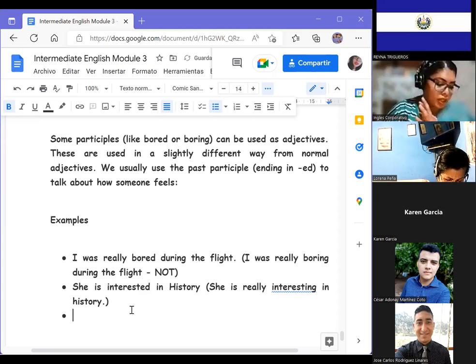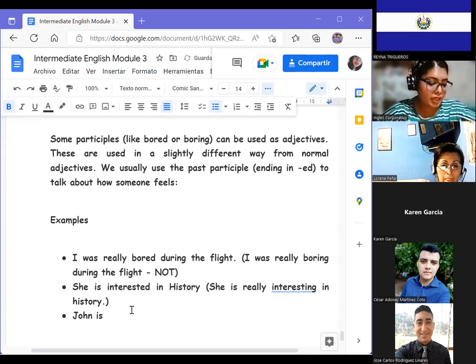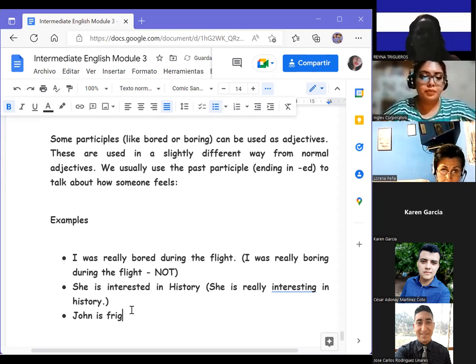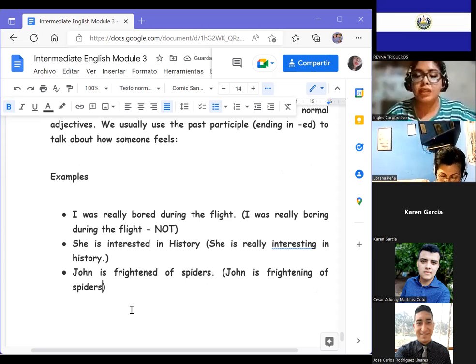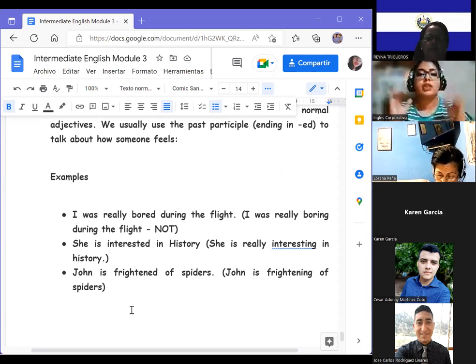And we have another one, Dan is frightened of a spider. And we are not going to say, Dan is frightening of a spider. In that case, we're not going to use the ing form because we can change the meaning of the sentence that we are constructing a little bit, and we lose the main idea of the sentence.